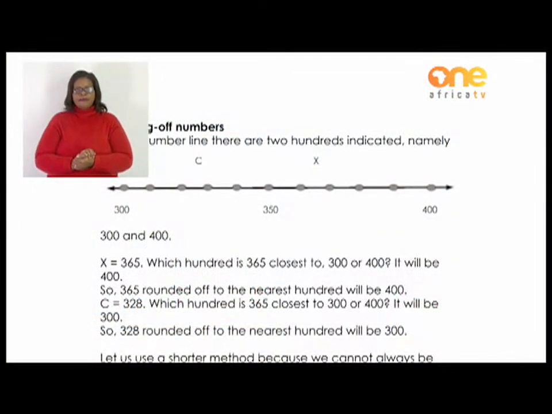Moving to page 14. Rounding of numbers. There is a number line drawn there for work to be much easier when it comes to rounding numbers. The notes: on this number line, there are two hundreds indicated, namely 300 and 400, in the middle there is 350, there is also a C, and there is X.